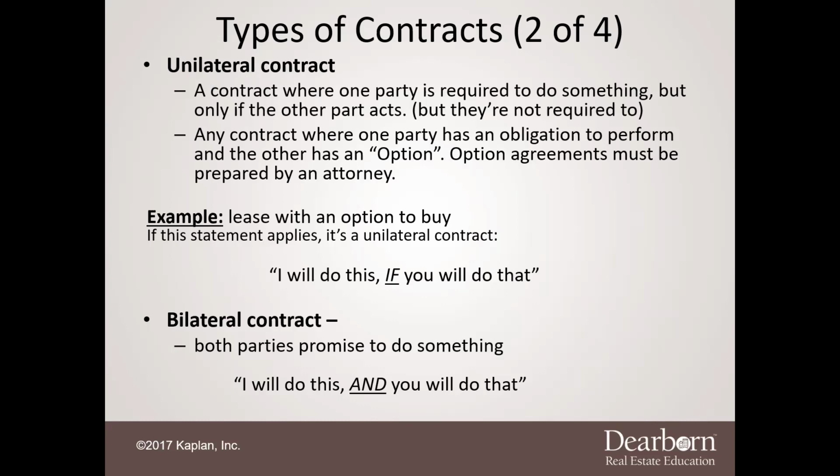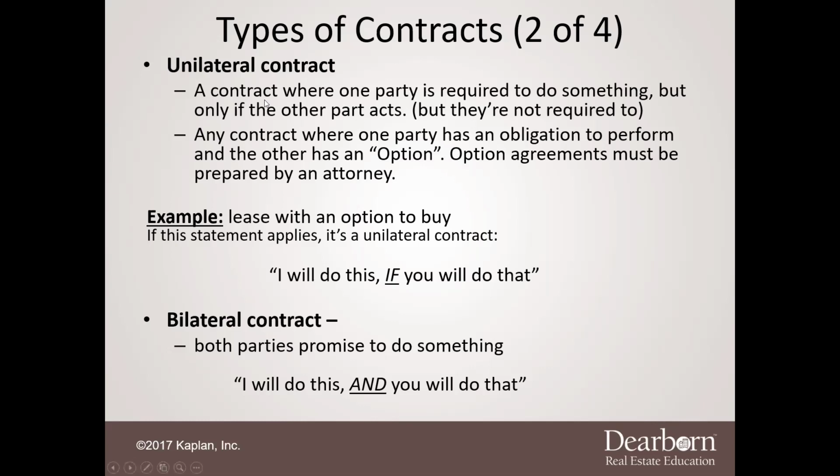A bilateral contract, on the other hand, is one where both parties are required to do something. I will do this and you will do that. It's not a lease option, but a lease purchase contract would be an example of that. I'm going to lease the property from you, but I'm definitely going to purchase it by a predetermined deadline at a pre-agreed upon sales price. So that's the difference, lease option or lease purchase contracts.